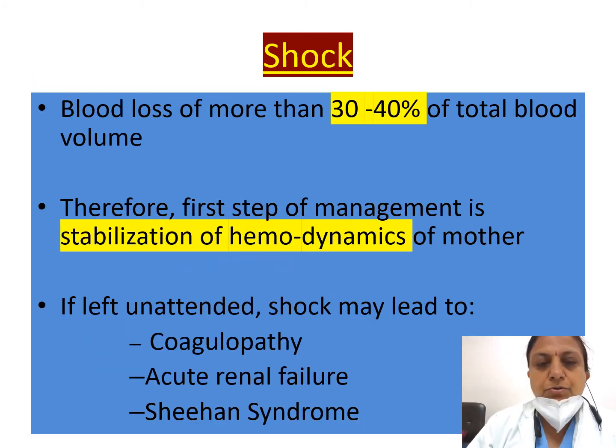The woman may go into shock when the blood loss is more than 30 to 40% of the total blood volume. Therefore, the first step of management is stabilization of the hemodynamics of the mother. If left unattended, shock may lead to coagulopathy, acute renal failure, and Sheehan syndrome. So management of shock is the bottom line in abruptio placentae. At one point you have to manage the shock, and at the same time simultaneously arrange for quick delivery of the fetus by cesarean section.